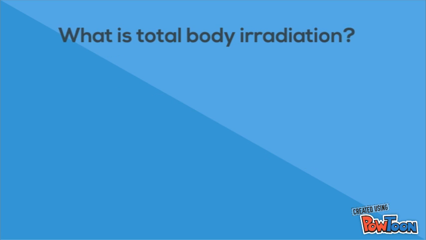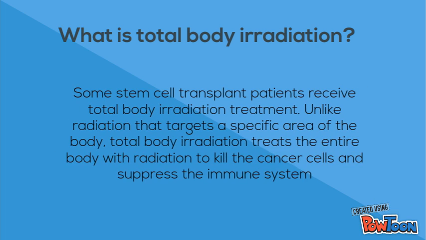What is total body irradiation? Some stem cell transplant patients receive total body irradiation treatment. Unlike radiation that targets a specific area of the body, total body irradiation treats the entire body with radiation to kill the cancer cells and suppress the immune system.